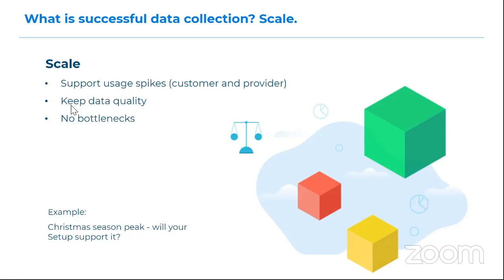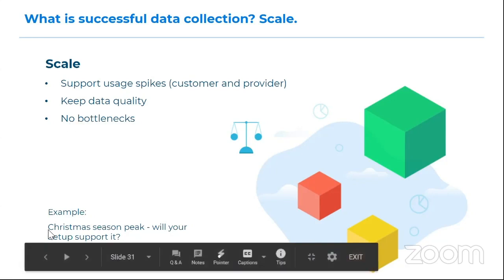The second part about scale, and we'll discuss this in more detail later, is that when you scale your data collection operation, you might be focused on not being blocked, but something else you need to take into account is that maybe you will not be blocked, but the target sites you're going for are identifying this increase in scale and starting to serve you false information. So keeping the data quality at scale is also very, very important. And just generally making sure there are no bottlenecks along the process.